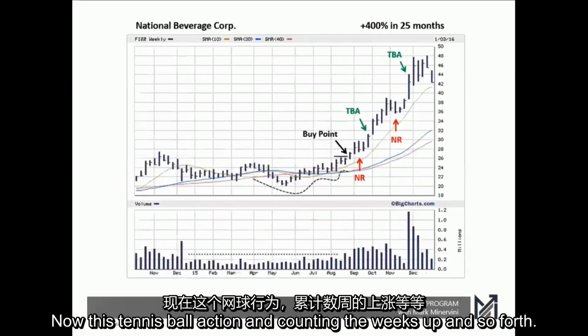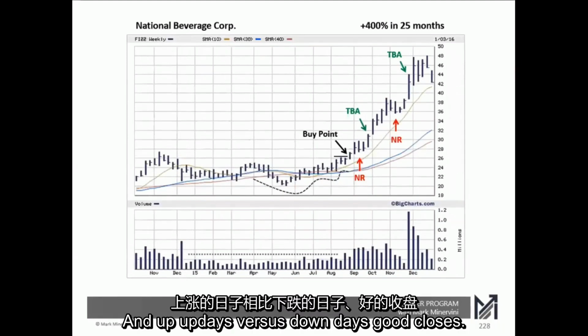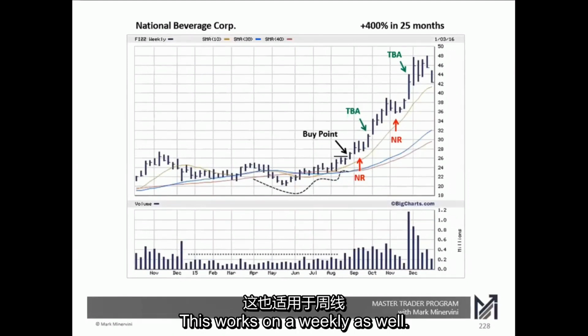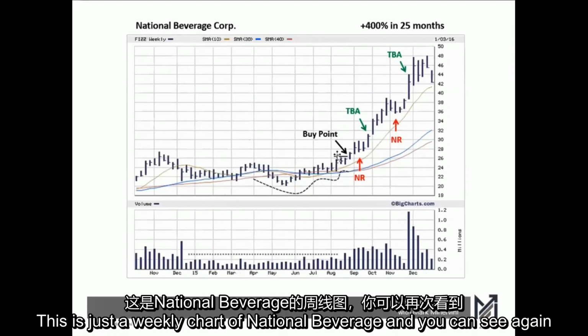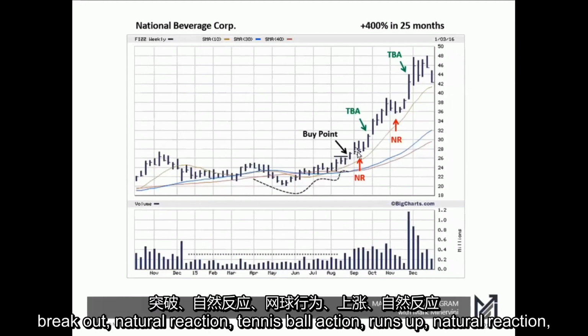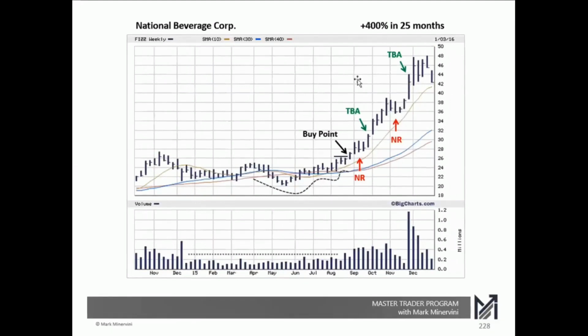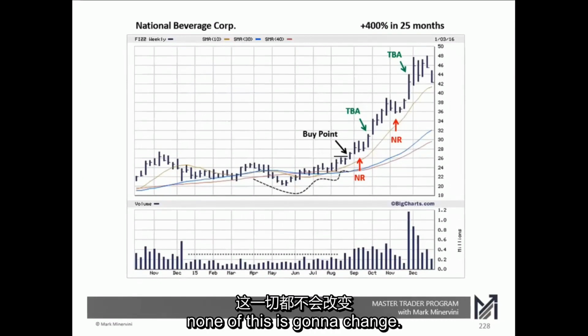Now, this tennis ball action and counting the weeks up, and up days versus down days, good closes, this works on a weekly as well. It knows no time frame. So this is just a weekly chart of National Beverage, and you can see again breakout, natural reaction, tennis ball action, runs up, natural reaction, tennis ball action, same exact thing. It's not going to change. None of this is going to change.